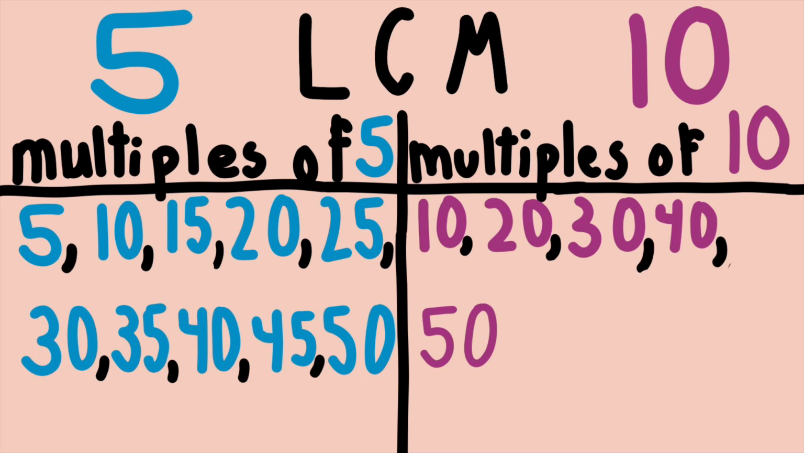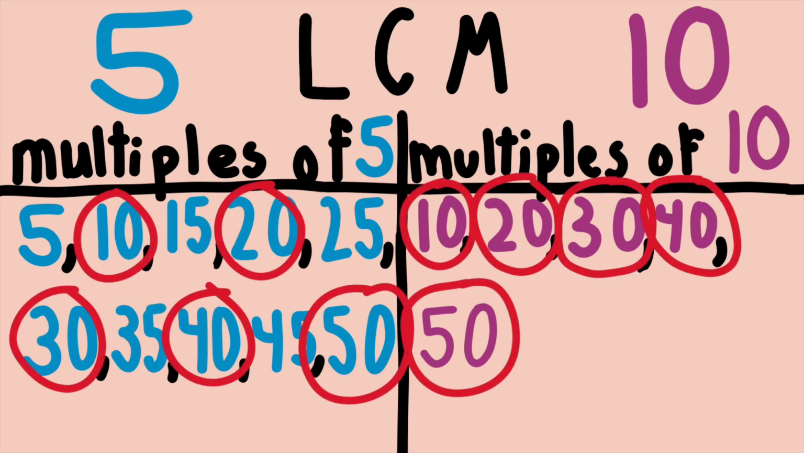Now, the next step is to circle every number that you see on both sides. These are all the numbers circled. All the numbers circled are common multiples of 5 and 10.